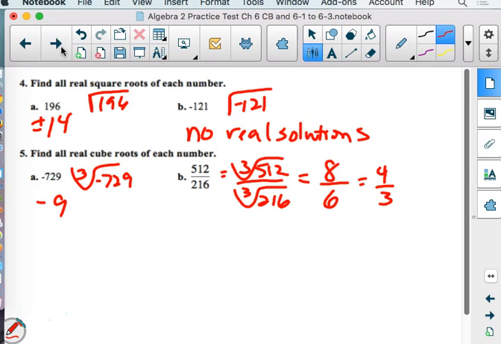You could punch it in as one fraction. So you could hit math, number 4, punch in 512 divided by 216, enter, math number 1, and it'll change your decimal back into a fraction. You get the exact same answer. But I think it's easier just to punch it in.